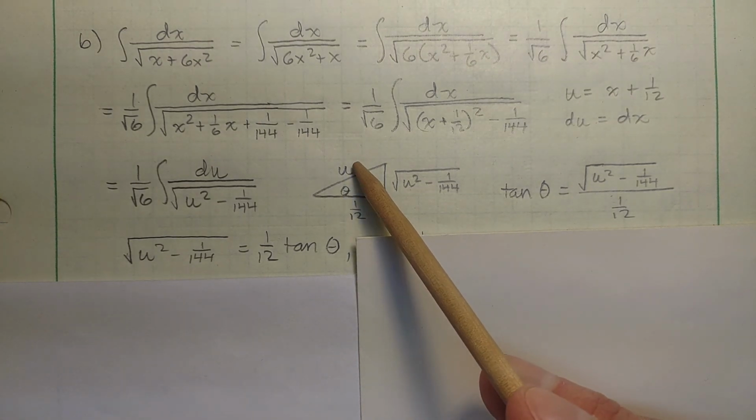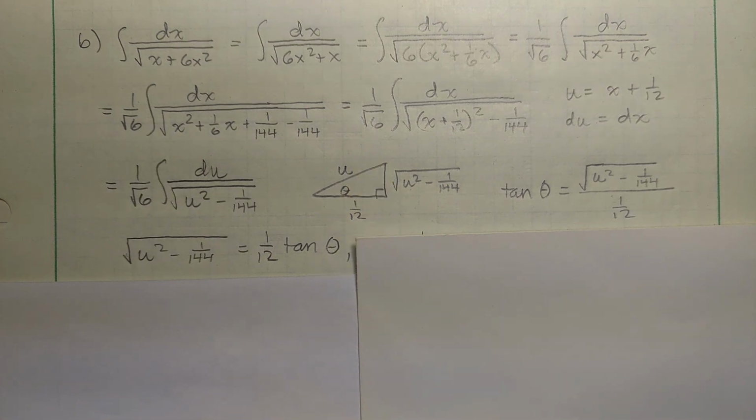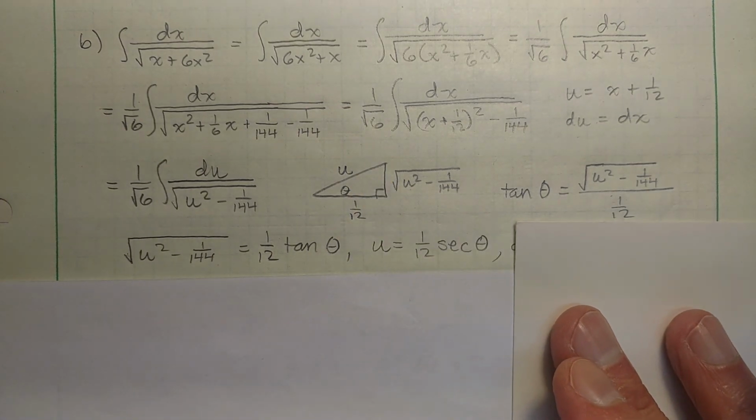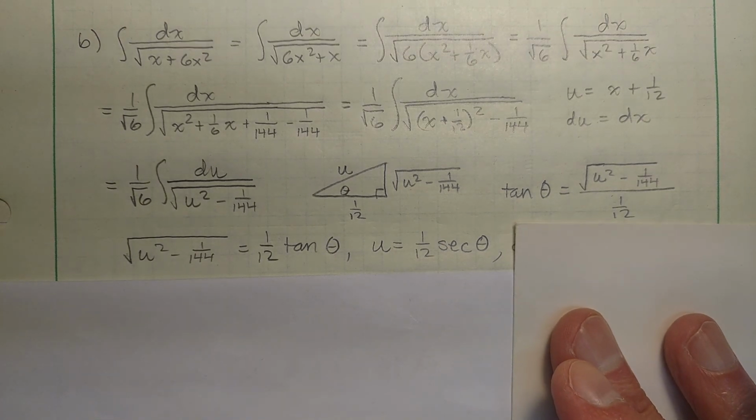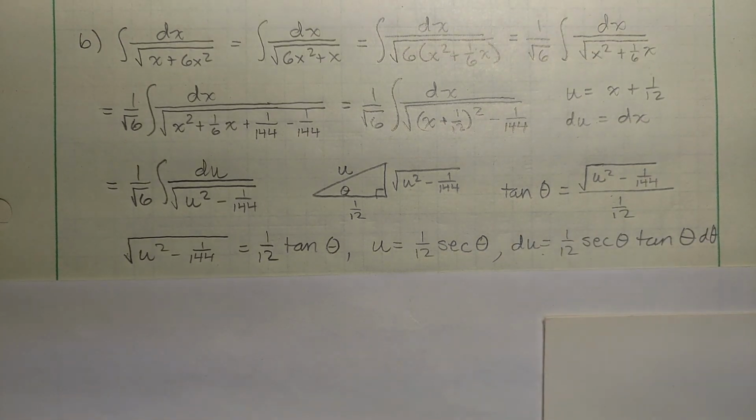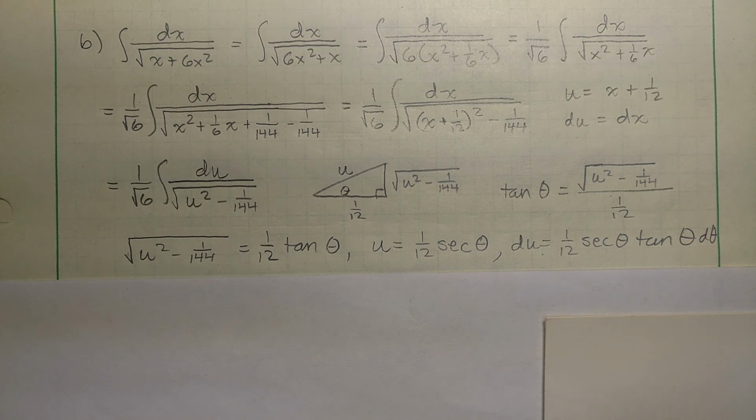Comparing these two sides, making this in the numerator is going to make it secant. So I know that u is 1/12 secant of theta. And then taking the derivative of u, I would get 1/12 secant theta tangent theta d theta. So now I can go ahead and do my classic trig substitution and substitute in.